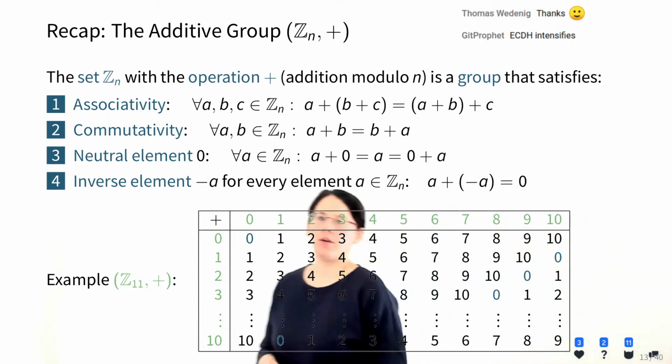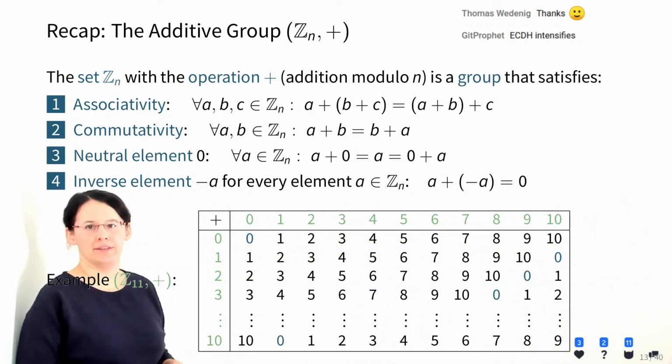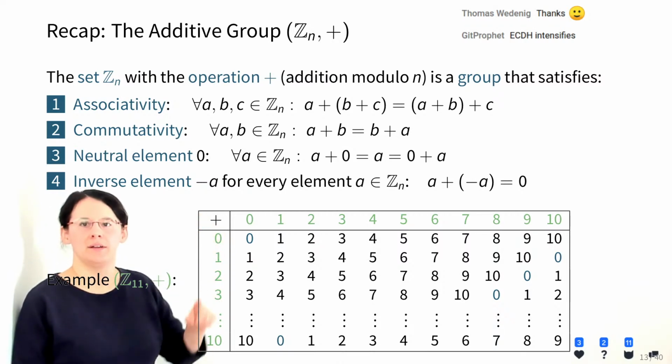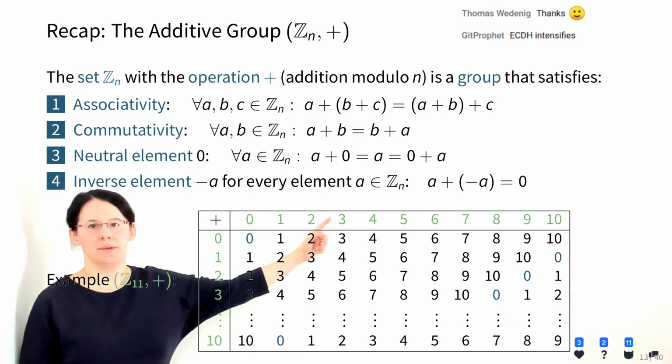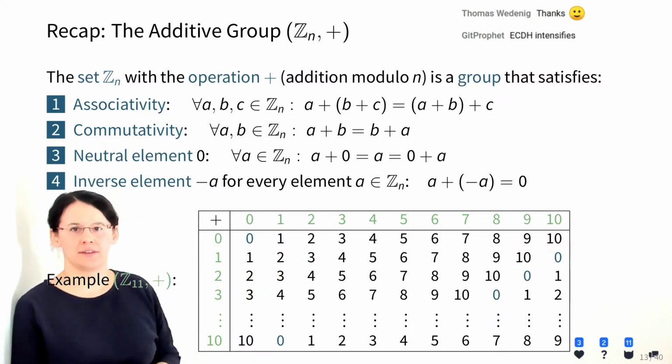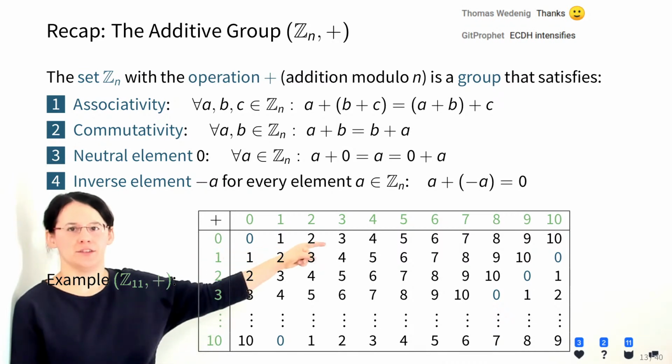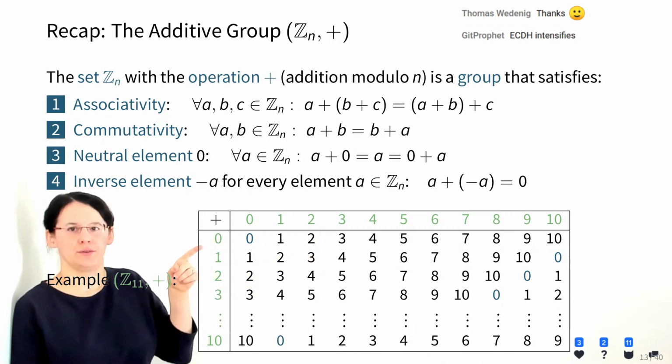So here's an example of the addition table modulo 11, meaning we're writing down what every element modulo 11 plus every other element modulo 11 gives as a result. And we see, for example, that adding 0 to anything doesn't change it, so we have identified our neutral element, it's 0.